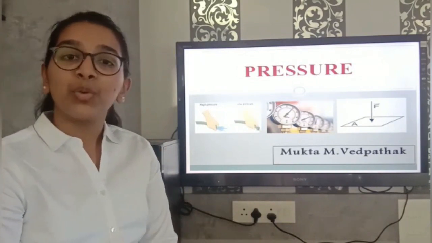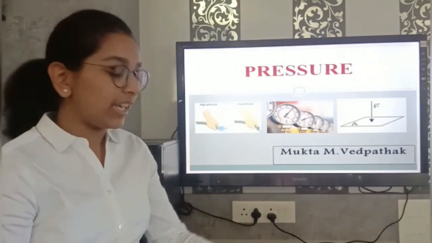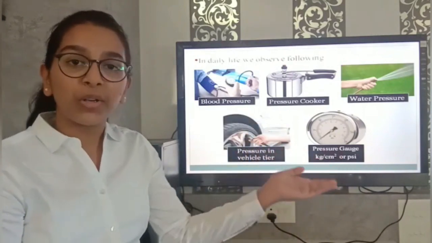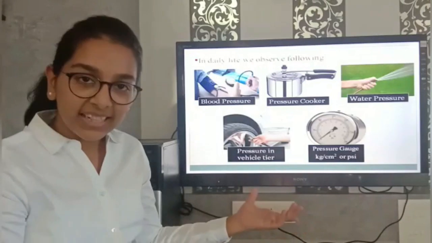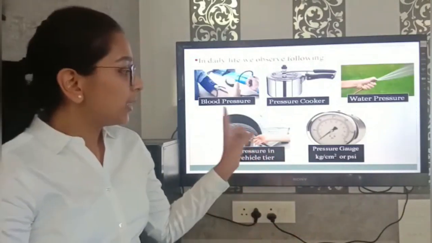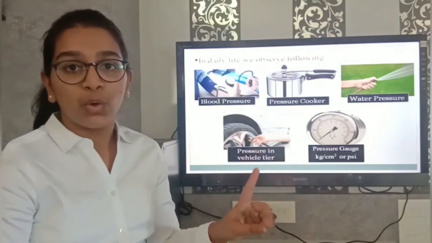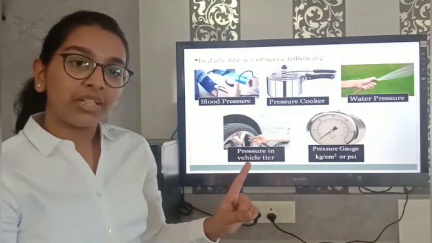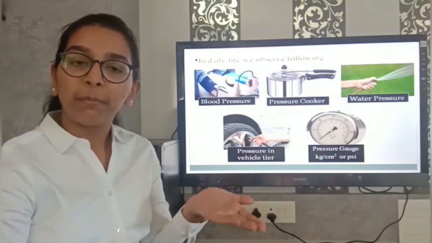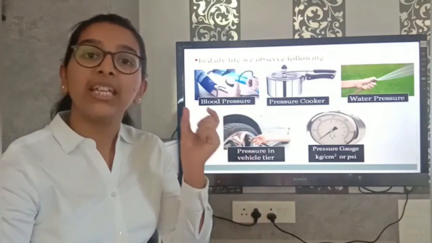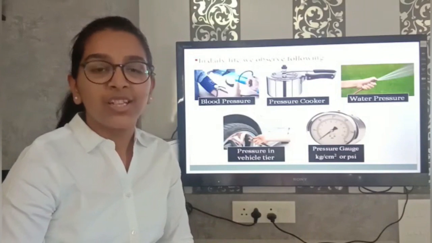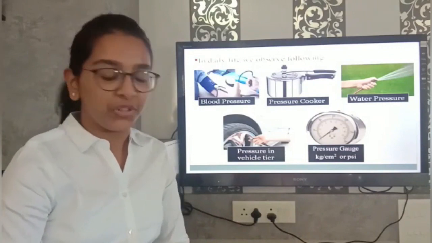Friends, we come across the word pressure many times in our daily life. For example, blood pressure, pressure cooker, water pressure, maybe the pressure in your vehicle tire or the pressure gauge present in any tire shop. The pressure gauge has two scales. One is kg per centimeter square and the other is PSI. You might be knowing that the normal blood pressure range for humans is 80 to 120 mm of Hg. So what do these units exactly mean? Today I am going to talk about pressure.